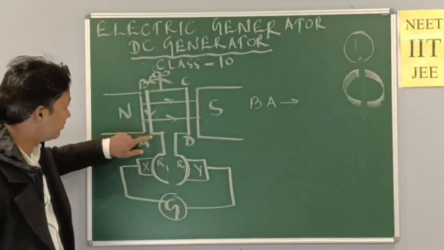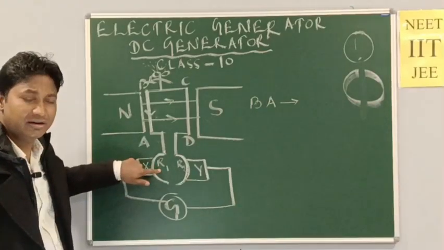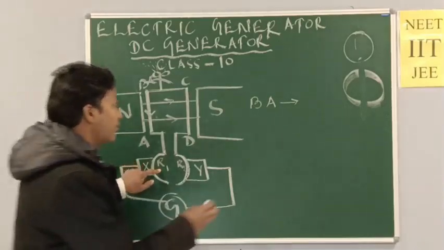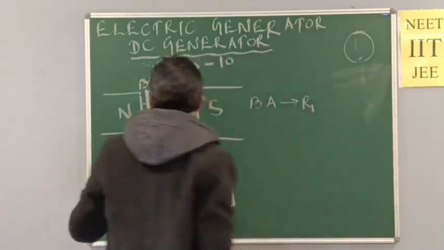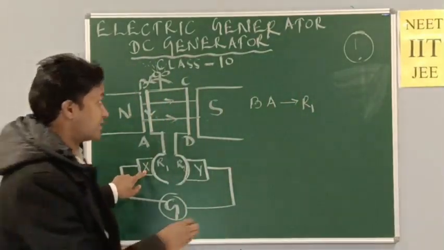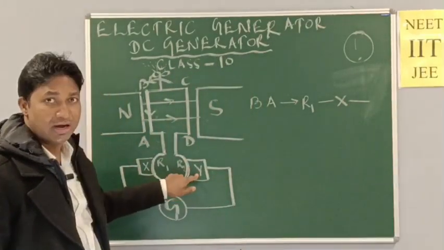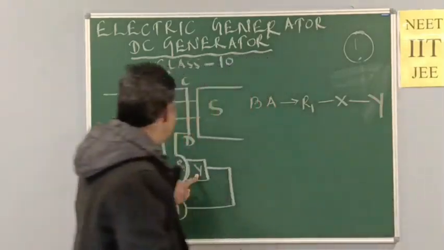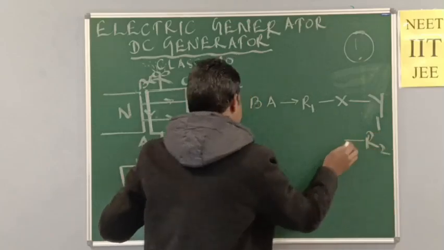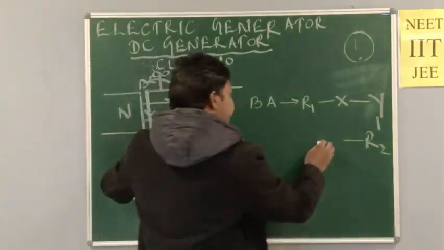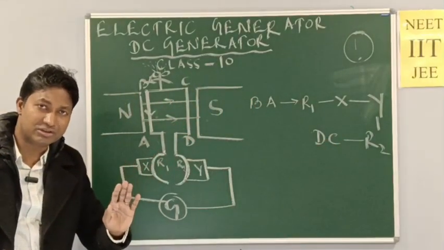Further, current passes through the split ring R1. Ring means first letter R. Here R1. Next, the current passes through X. Further, go to Y. Further, R2. Further, DC. This is the first half revolution.